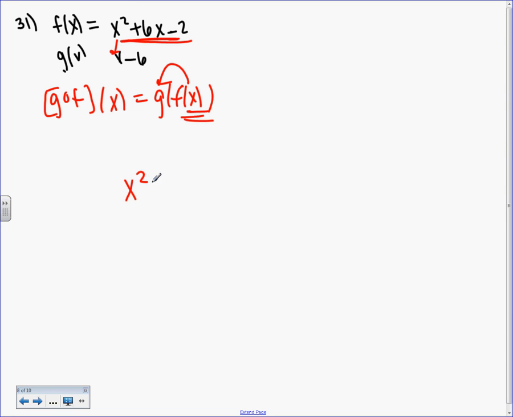So x squared plus 6x minus 2 is taken care of, minus that extra 6 that they had there. You see how I just put F into G? Okay, and combine like terms. So x squared plus 6x minus 8. Domain, all real. Range, all real, because it was not a fraction.